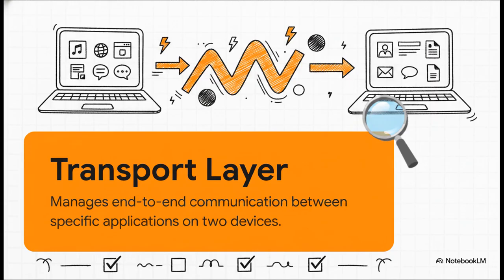To get the big picture here, you have to remember that the TCP/IP model has 4 distinct layers: application, transport, internet, and network access. Today, we are entirely focused on layer number 3. So what is it exactly? Well, the transport layer is the crucial link that manages end-to-end communication between specific applications on 2 different devices. And I really want you to notice that word applications. The layers below this one, like the internet layer, already did the heavy lifting of getting the data across the globe to your specific laptop. But the transport layer's entire job is to take that data, once it actually arrives, and hand-deliver it to the correct application running on your screen. It handles segmentation, error checking, and flow control.